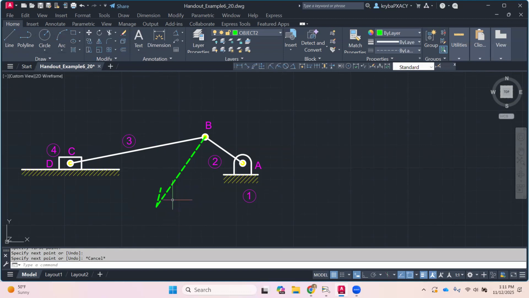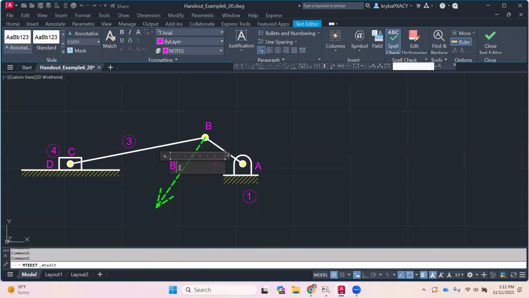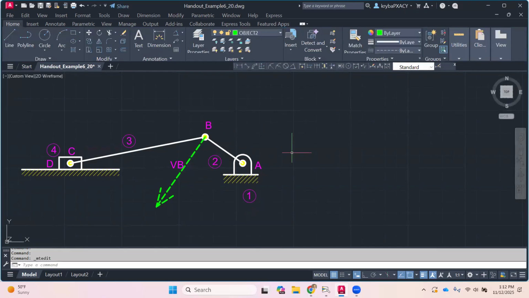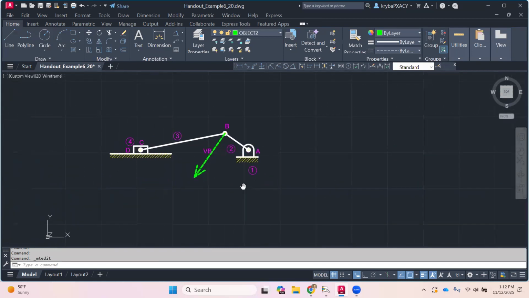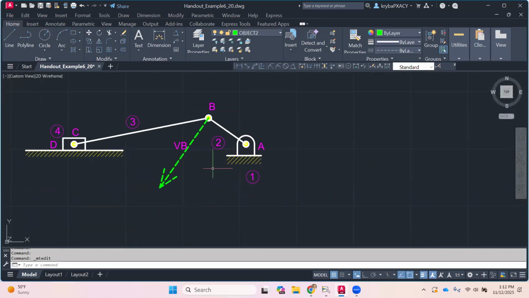So very simple, crude arrowheads going down and to the left, right? Because my W2, I don't see it on here. That's okay. My W2 is going in a counterclockwise direction. It's rotating this way. Now I want to label this vector as well. So I'm going to copy my B and I'm going to label this VB. Okay. So velocity of B. So I've got it at the correct direction and the correct magnitude, the correct length. Okay. Any questions about that?